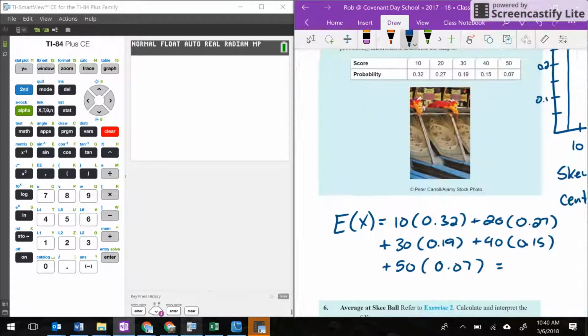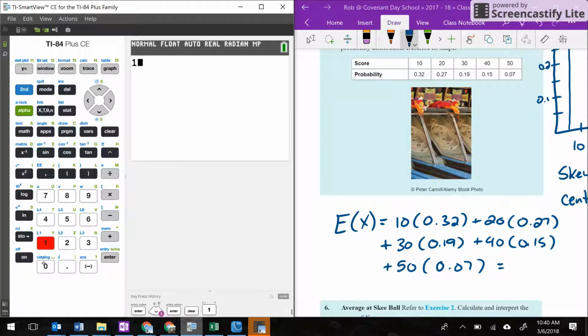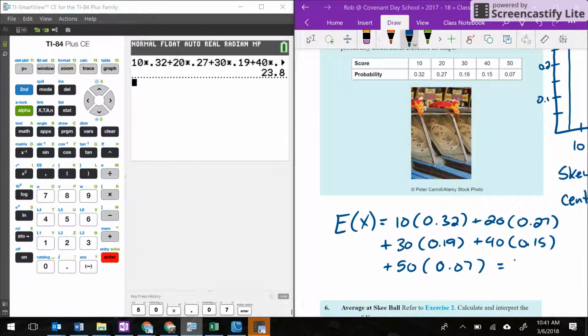Okay, so let's see what these are. So I'm going to have 10 times 0.32 plus 20 times 0.27 plus 30 times 0.19 plus 40 times 0.15 plus 50 times 0.07. Our expected value, our mean, is 23.8.